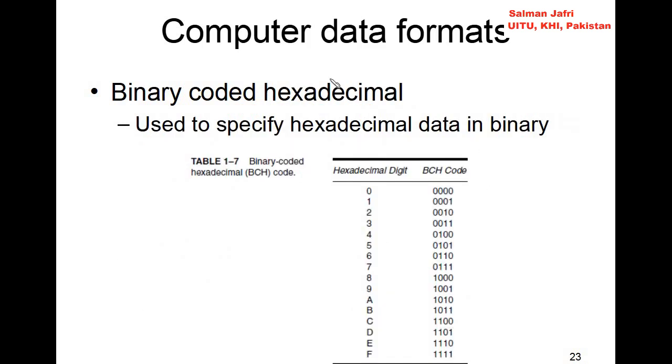Then there is the famous binary coded hexadecimal, termed BCH. How do we do that? We have 16 digits of hexadecimal from 0 to 15, or 0 to F, and they are encoded using 4 bits. So 0000 for digit 0, and 1111 for digit F of the BCH, binary coded hexadecimal.